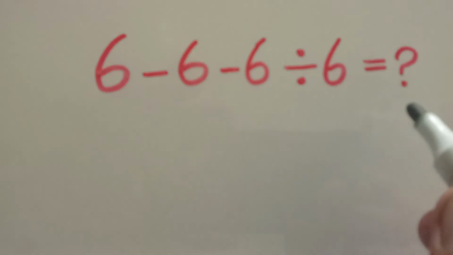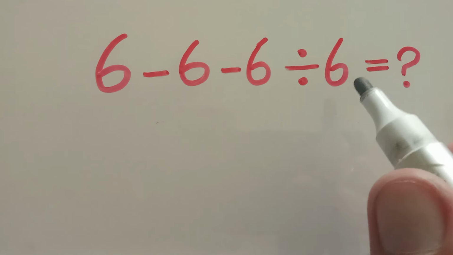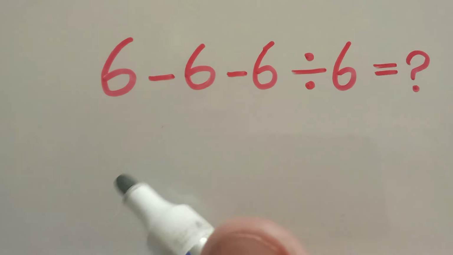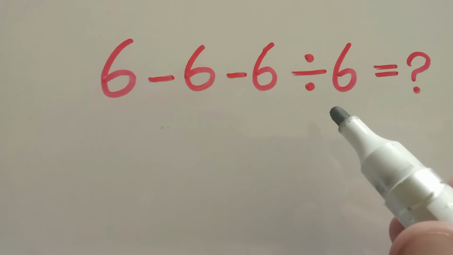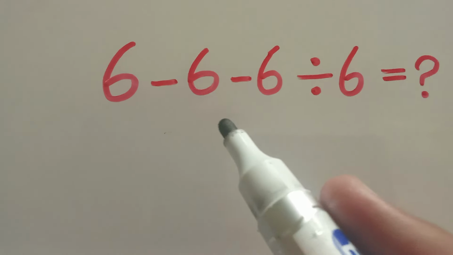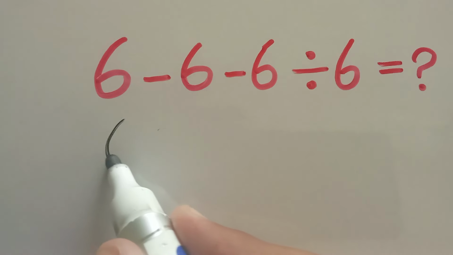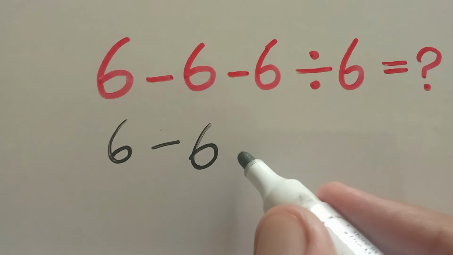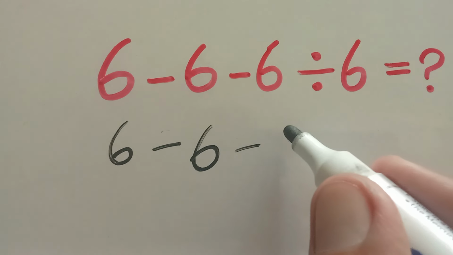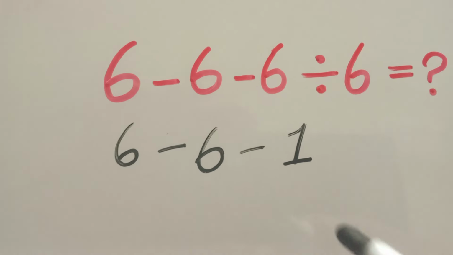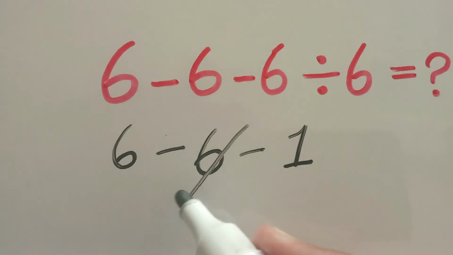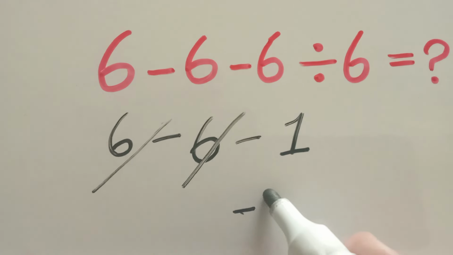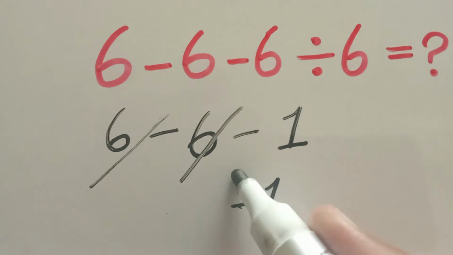So first of all, according to PEMDAS, we can know that division has higher priority than subtraction. So firstly, in this expression we can solve division. So our expression is 6 minus 6 divided by 6, which equals 6 minus 1. Now guys, the final answer of this expression is 5.